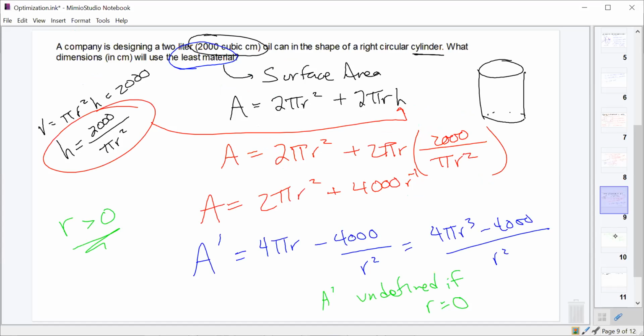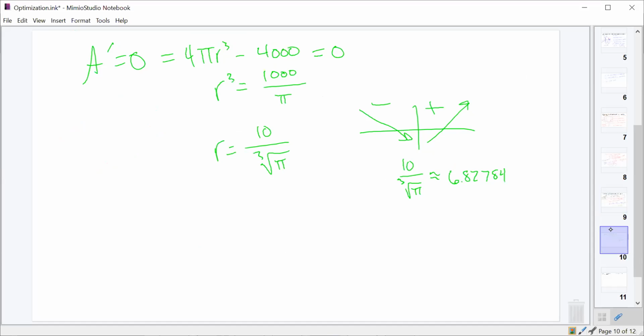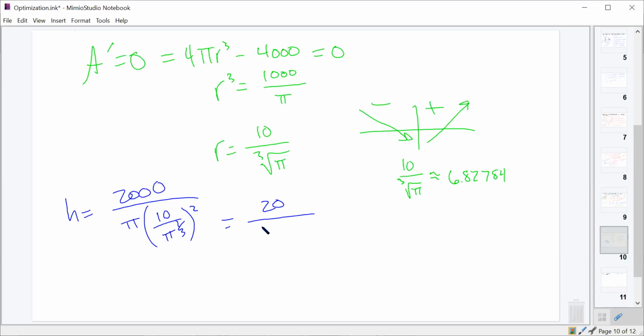The dimensions are just the radius and the height. Our height is 2,000 over pi r squared, and we've got our radius already. So we'll say height is 2,000 divided by pi times that radius squared. And what does that height come out to be? 2,000 divided by 10 squared, that's 2,000 divided by 100, which is 20. And then we've got pi divided by pi to the 2/3, which would be pi to the 1/3, or the cube root of pi. And those were in centimeters, I believe.